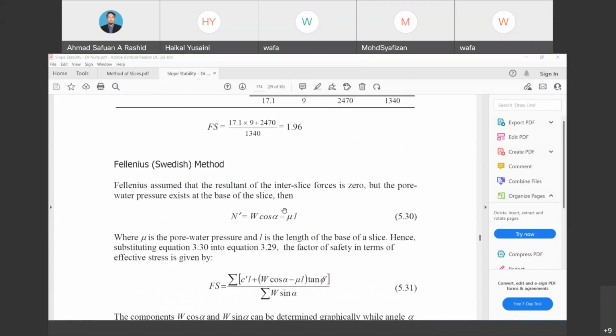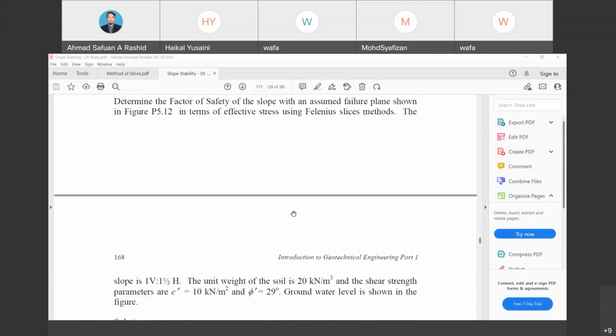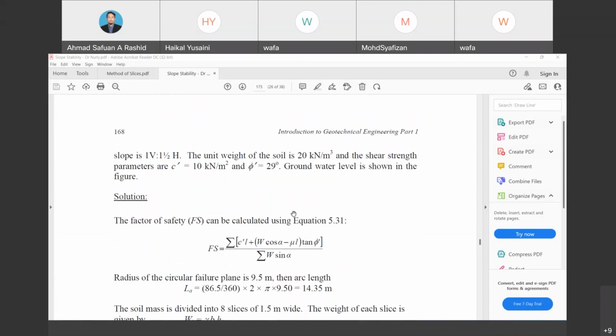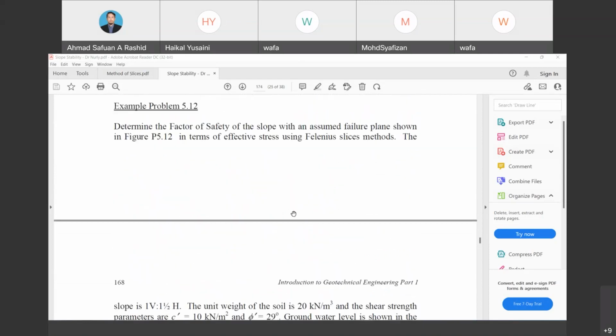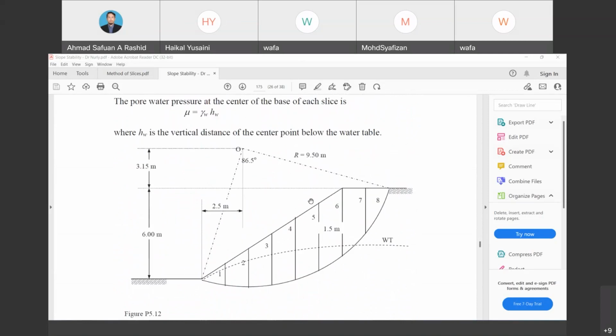Then for the Fellenius, there is an additional term for water pressure. So then we look at the example, P512. Okay, so this is the example. It has 8 slices. So this is the groundwater level.